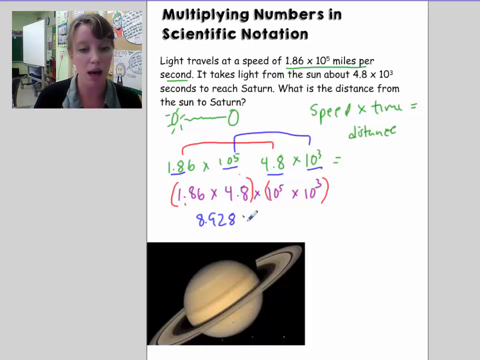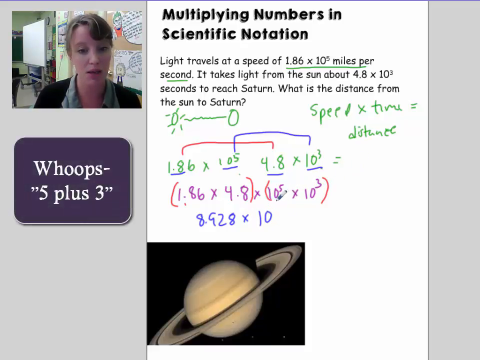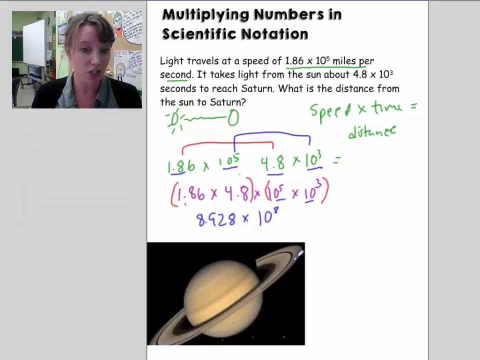And then I'm going to multiply that by the powers of 10. 10 to the 5th times 10 to the 3rd is going to get me 10 to the 5 plus 3, because this is the product of powers. So we have 10 to the 8th power. All right, and it's just as simple as that.